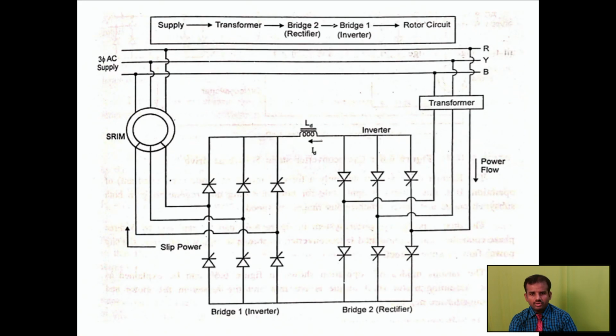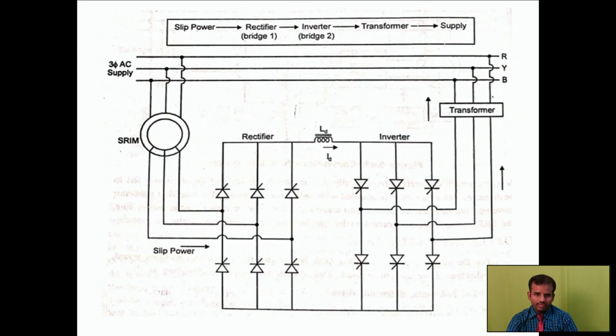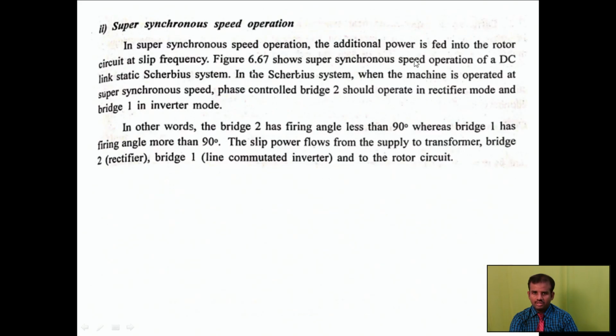Okay, so this is the circuit diagram for super synchronous speed operation. In this circuit diagram, the power flows from the supply, then a transformer, then bridge 2, then bridge 1, and then the rotor circuit. In the previous circuit, the power flows from the slip ring induction motor's rotor circuit to the rectifier, then the inverter, then the transformer, and then the supply line. So this is the circuit diagram for subsynchronous speed operation.